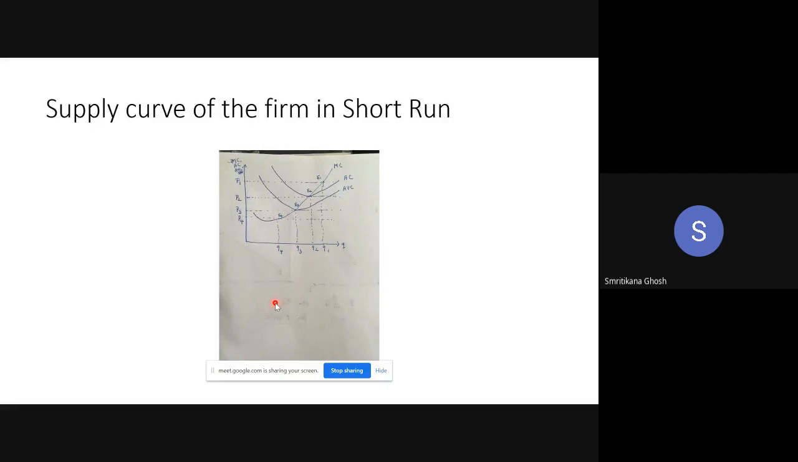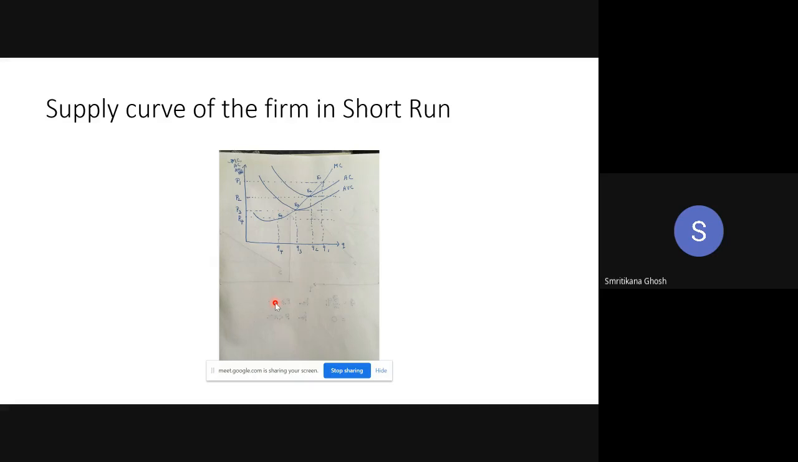Now, here comes the supply curve of the farm in the short run. What we have discussed till now is the short run equilibrium, the first order and second order conditions, and the relationship between AR, MR, etc., where the price is given. So we know a broad overview of the farm situation. Now here comes the supply curve.